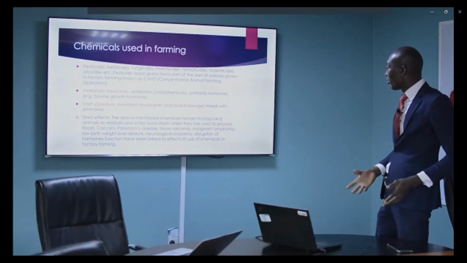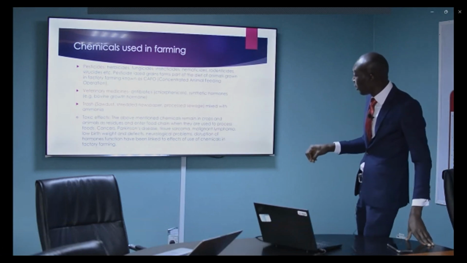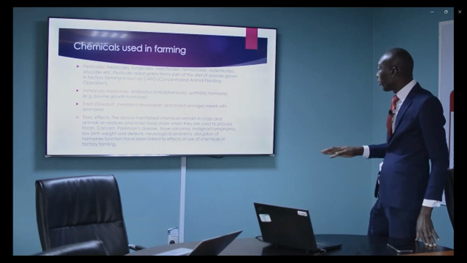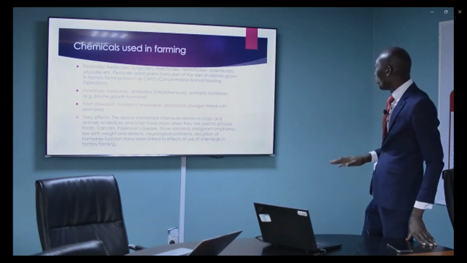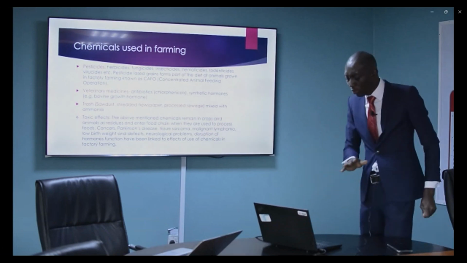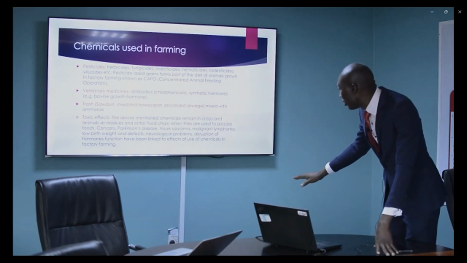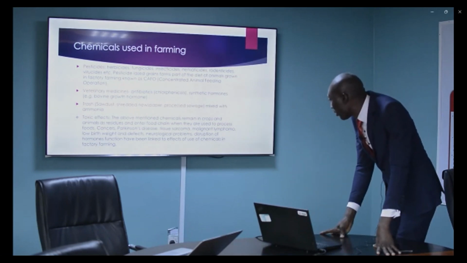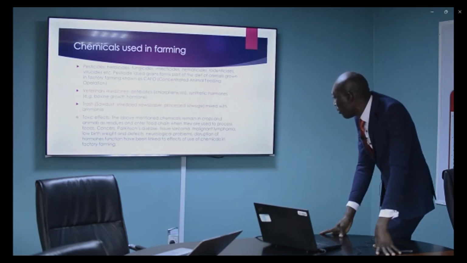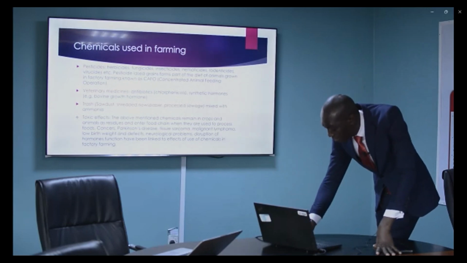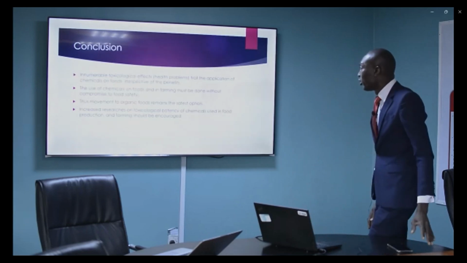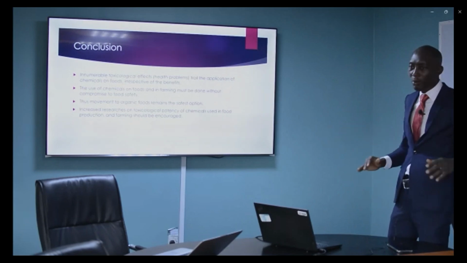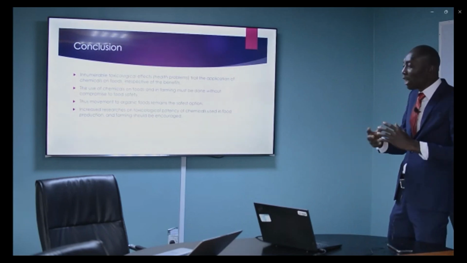Also, egg processing. All these things are left in the food product as residue, which enters the food chain. Some animals are fed with things like trash, sawdust, shredded newspaper, and processed sewage mixed with ammonia. And all these have resulted in a lot of health problems: cancer, Parkinson's disease, soft tissue sarcoma, malignant lymphoma, low birth weight, neurological problems, and disruption of hormones. That's why we are having increased health problems in the whole world these days, more especially in developing countries like Nigeria and some other African countries. In the Western world, they control this.